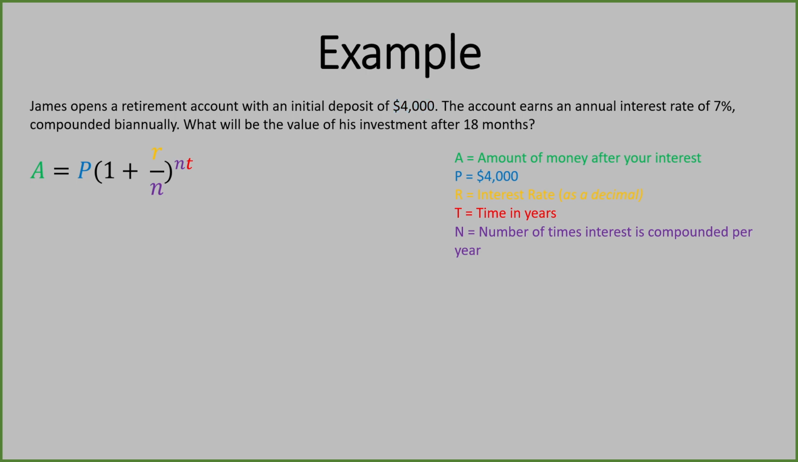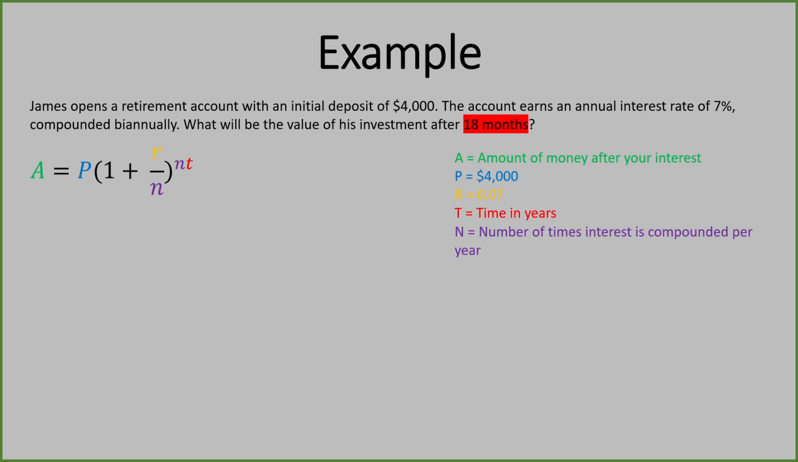Now, the interest rate that James will receive is 7%. When we write that down, we have to make sure we convert it to a decimal. We move the decimal point 2 spots over to the left, and we get 0.07.